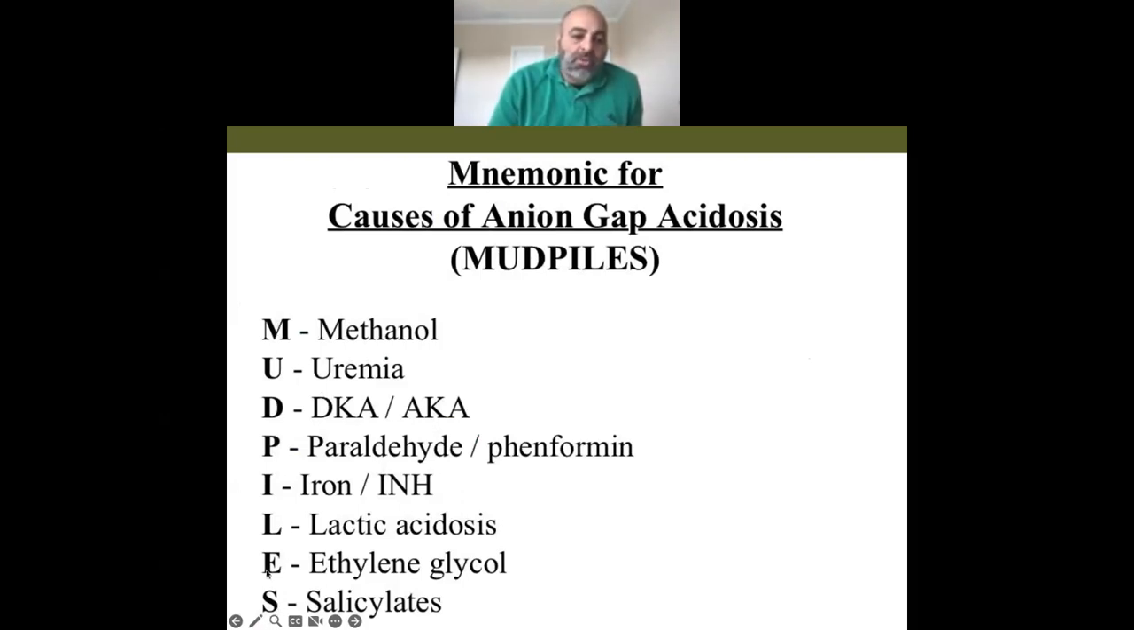And so it's a great memory tool. It's MUDPILES. So methanol, you find methanol in moonshine. This is why moonshine's outlawed. Because when they're making moonshine, the first 20% and last 20% are usually methanol when you're making alcohol, and it's supposed to be poured off. But these guys want to make money, so they don't get rid of any of it. So there's usually methanol in there.